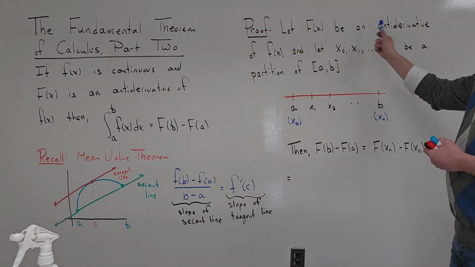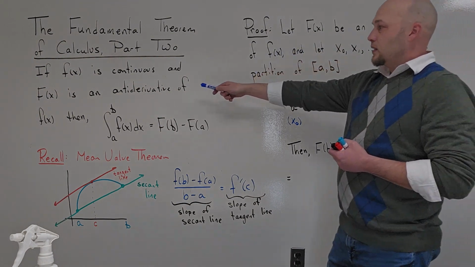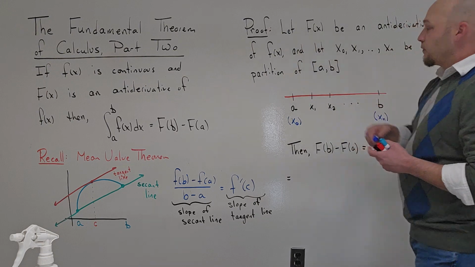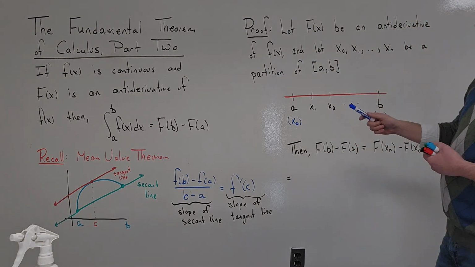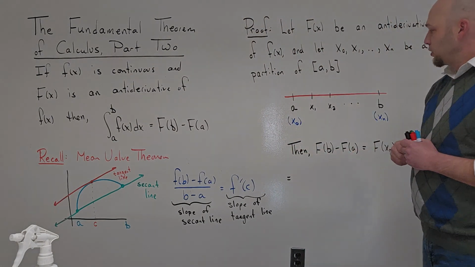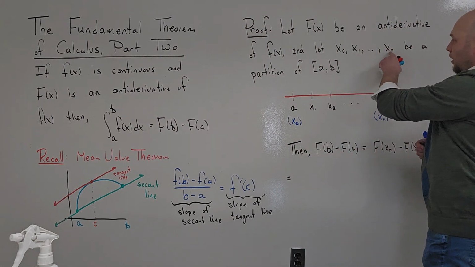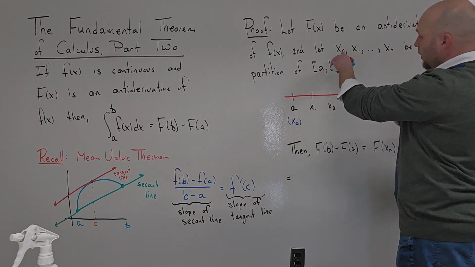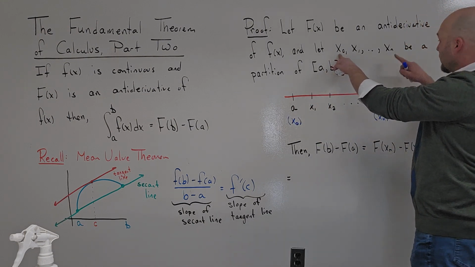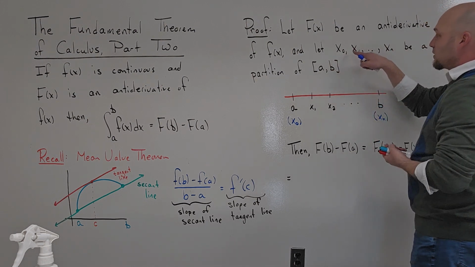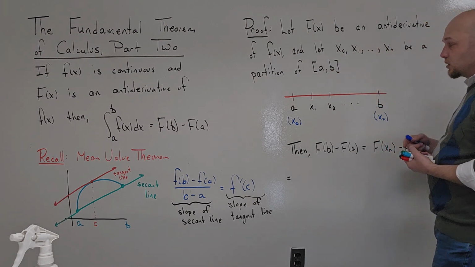Let capital F be an antiderivative of f. So again, in the statement, we have to have an antiderivative. So let capital F be such an antiderivative. And then for the interval from A to B, I'm going to set up a partition, x0, x1, up through xn. Remember what that is. That's a list of numbers where this represents the left endpoint, this represents the right endpoint, and each of these values, x0 is less than x1, x1 is less than x2.